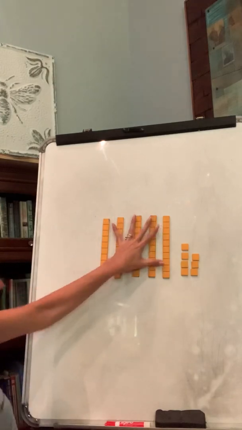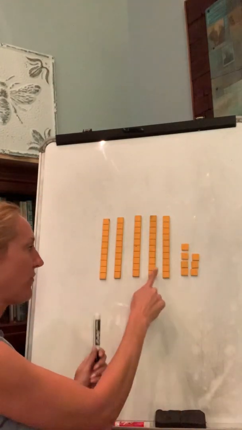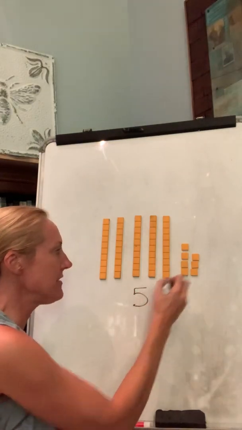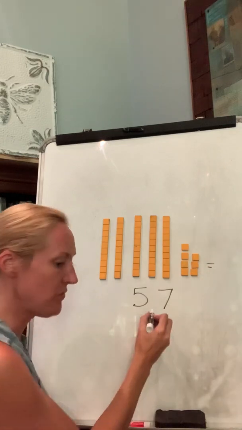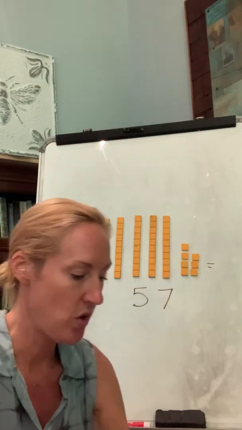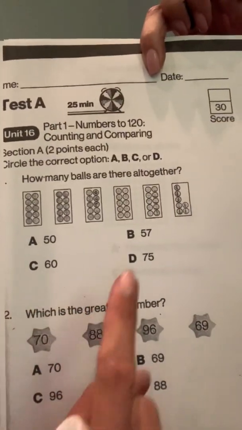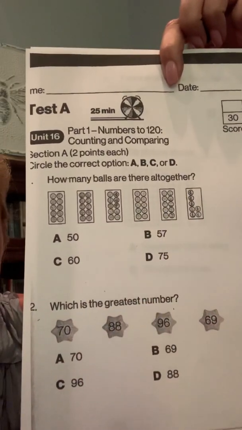So we have, how many 10s do we have? That's right. 1, 2, 3, 4, 5. 5 10s. How many ones? 7. So this is equal to 57. Good job. So when it has the answer on here, we go to 57 and we'll circle B. 57 is the correct answer.